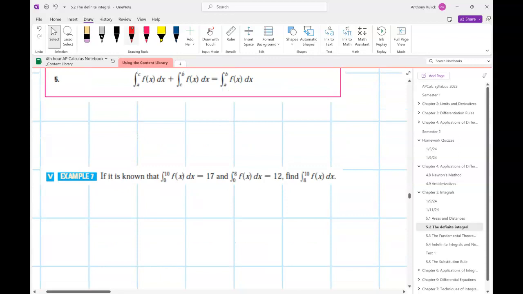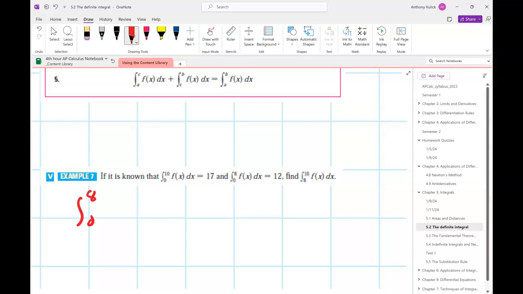All right. So let's take a look at this problem. It is known that the integral from 0 to 10 of f of x dx is 17. The integral from 0 to 8 of f of x dx is 12. And we're asked to find the integral from 8 to 10 of f of x dx. So what I notice is the upper bound of this one matches the lower bound of that one.